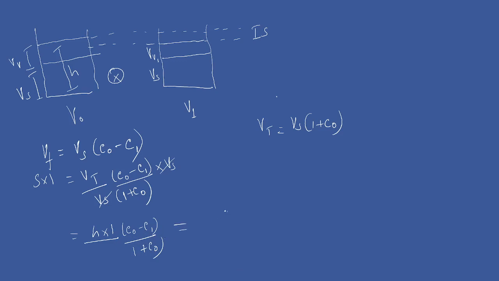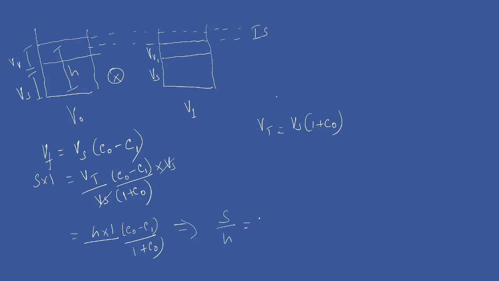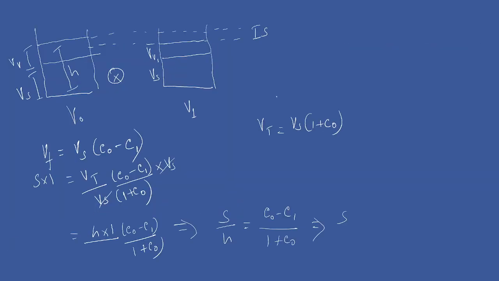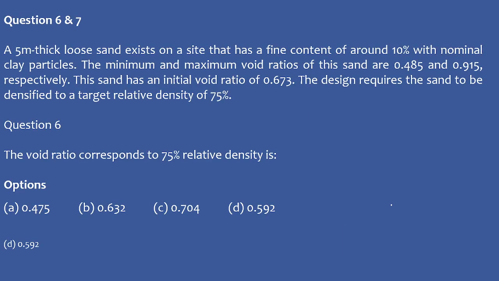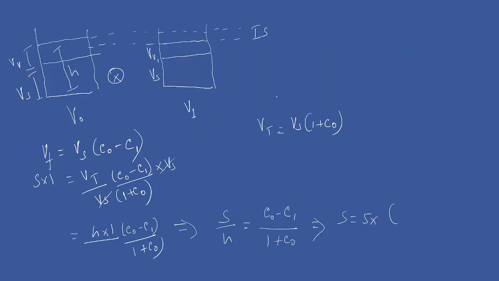So the final expression will be S by H, E naught minus E1 over 1 plus E naught. As we need to calculate total height, I guess it's given, 5 meter. E naught is given. Okay, E naught we have calculated. Yeah, E naught is given 0.673.